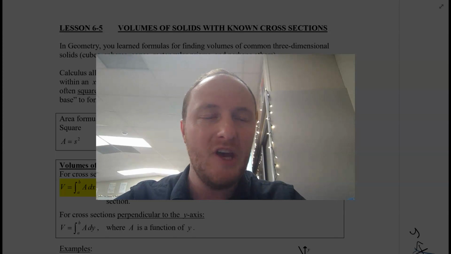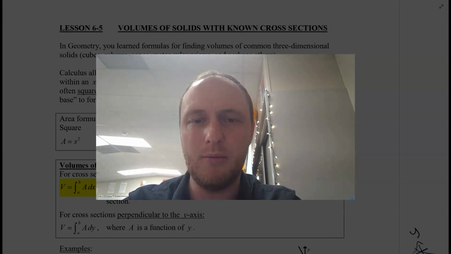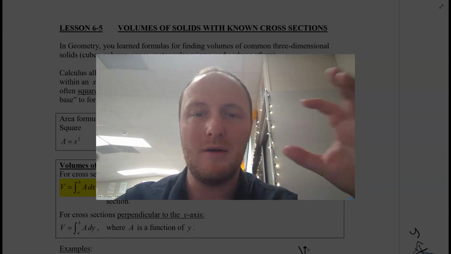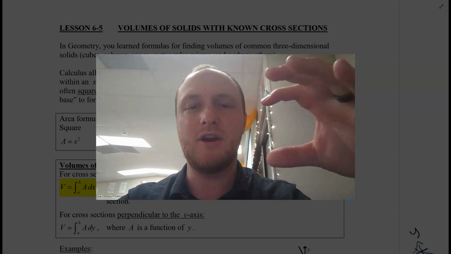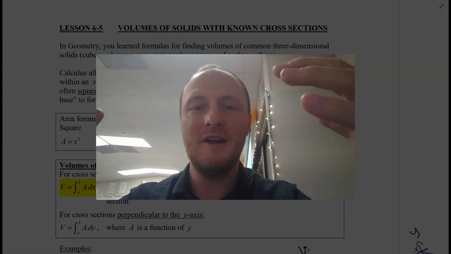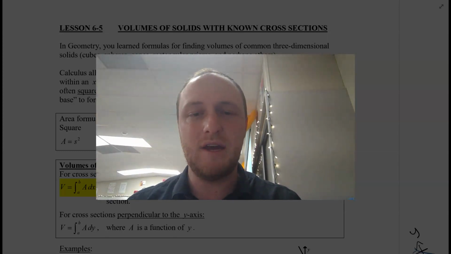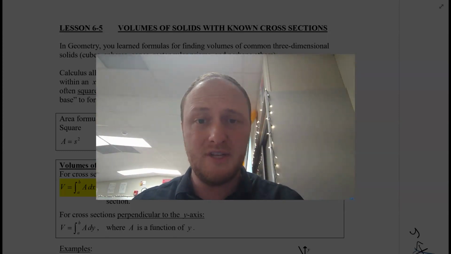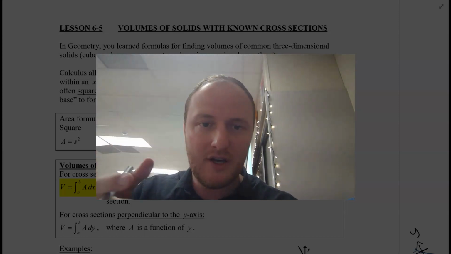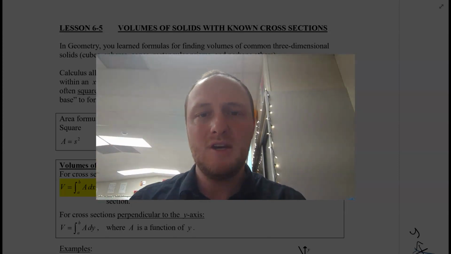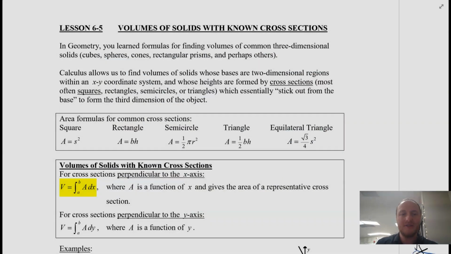object. Another example that I heard from Mr. Maestas is, imagine you have a loaf of bread, like French bread, so good, right? Then you slice it into individual pieces, and that's what a cross section is. You're just taking one cross section of that object. So let's go ahead and get to the lesson.